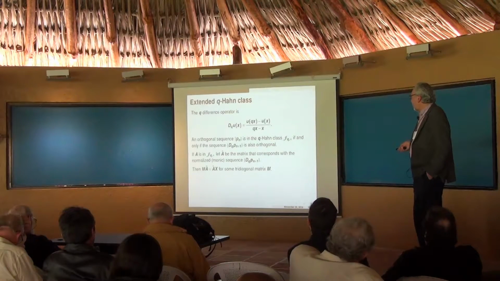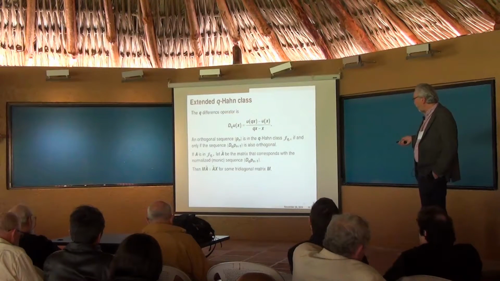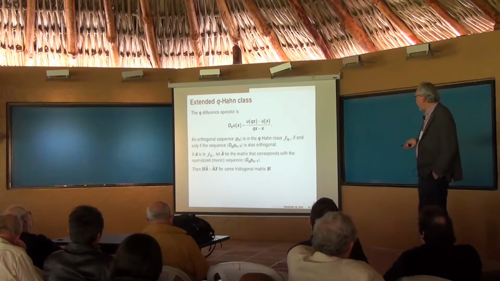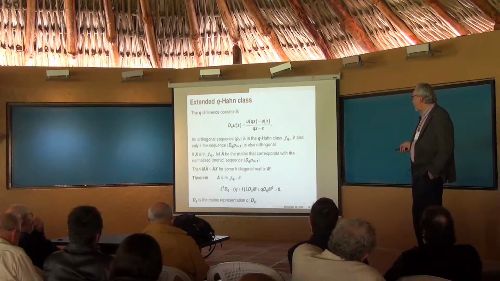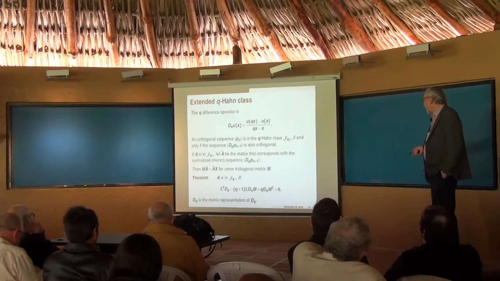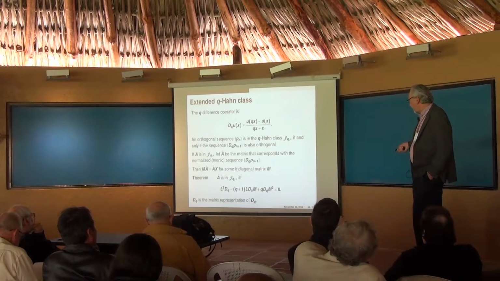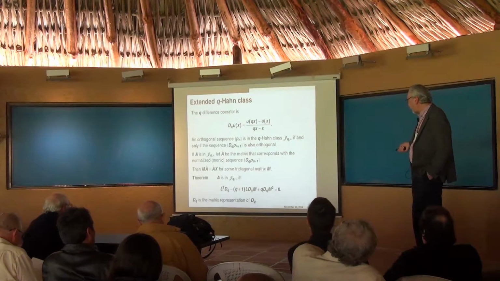Okay. And so the definition is the usual one. A sequence of Q orthogonal polynomials is in the Q-Hahn class if the difference of the sequence is also orthogonal. So the usual definition. And this is my version of the characterization of the classical Q-Hahn class.